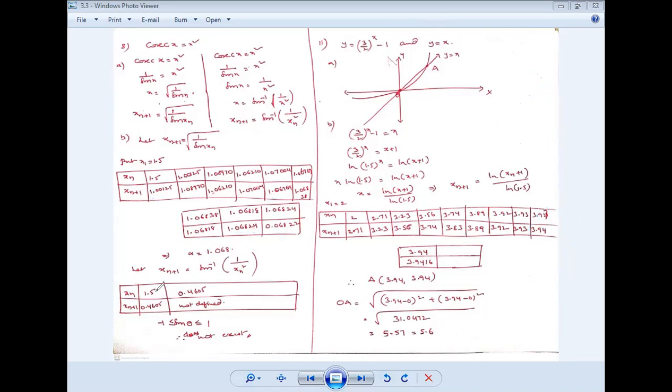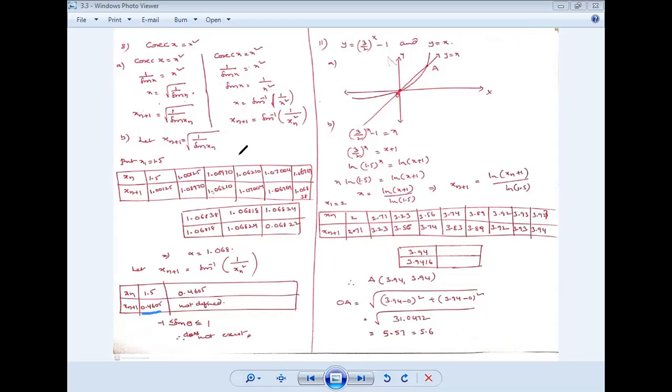First, x1 is equal to 1.5. If you substitute x1 as 1.5, then 1 by 1.5 whole square, if you simplify, you will get 0.4605. If I substitute 0.4605 again, the x3 value will not be defined. Why? Because the sin value lies between -1 and 1, so this value will be more than 1. So it is not defined, it does not exist over here. Okay, it fails to converge.